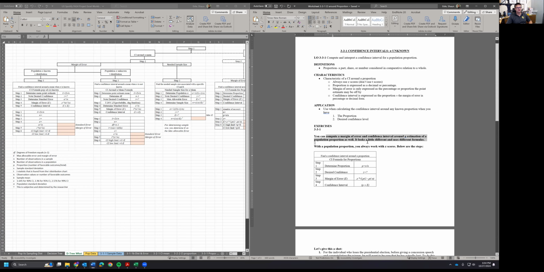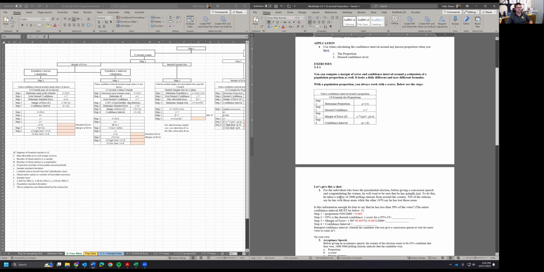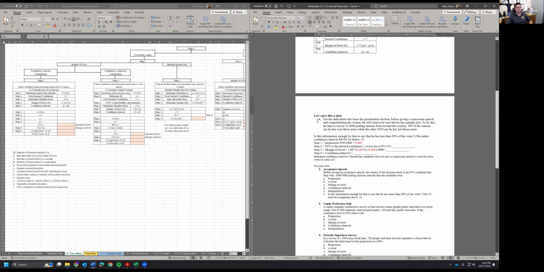So what we're talking about is the margin of error around a proportion. Once again, a proportion is a part of the whole. In this unit we're only talking about dichotomous proportions, so I'm not going to be looking at the proportion of multiple predictors. Looking at this really quick: the individual who loses the presidential election, before giving a concession speech and congratulating the winner, will want to be sure that he actually lost. To do this, he takes a survey of 2,000 polling stations from around the country. 930 say that he won the election, while the other 1,070 say he lost the election.